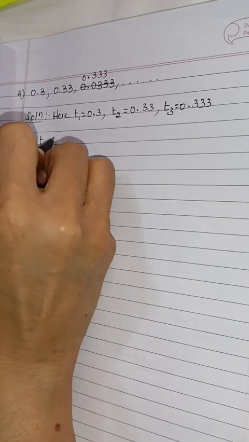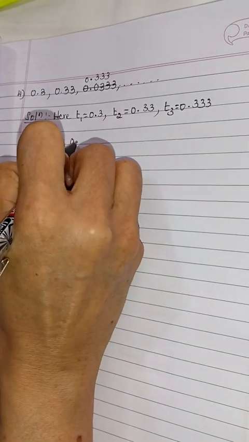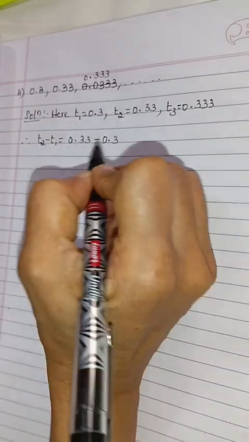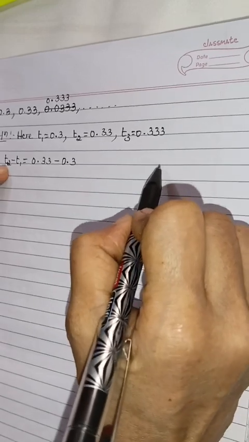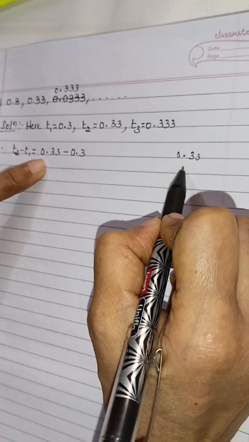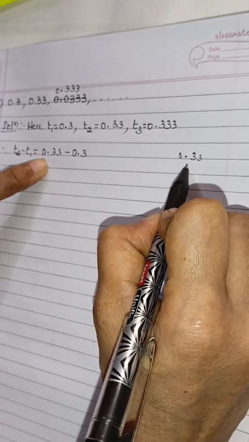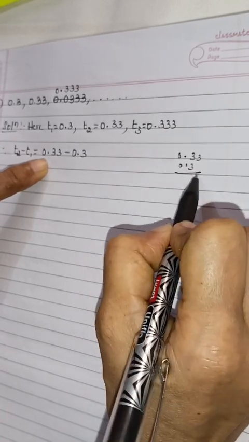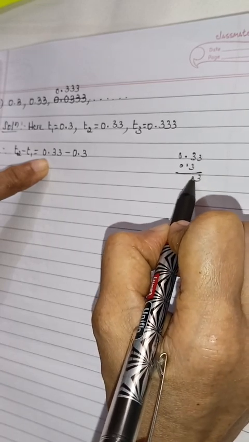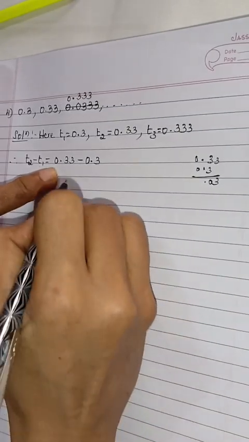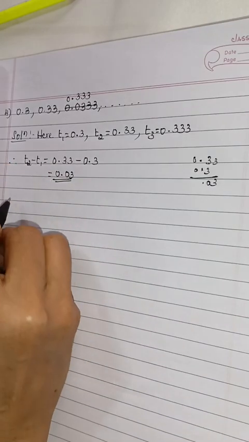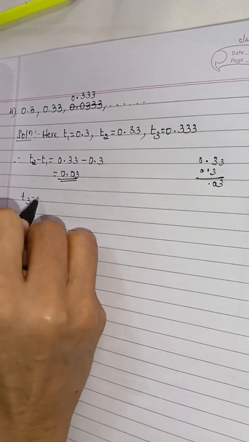Okay, therefore T2 minus T1. T2 is 0.33 minus T1 is 0.3. So let's see here: 0.33 minus 0.3. Okay, this is 0. So 3 minus 0 is 0.03. Answer is 0.03.